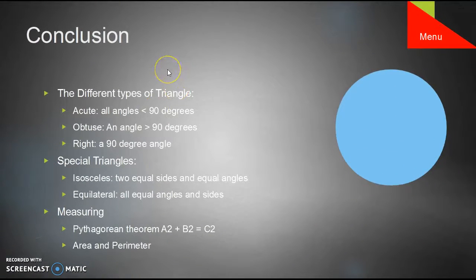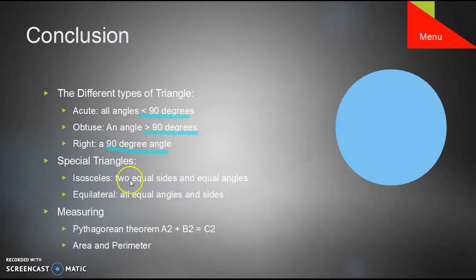So, in conclusion, there are different kinds of triangles, where the 3 main types are acute, obtuse, and right. And they're all based on their angles. So an acute has 3 angles, all of which are less than 90 degrees. An obtuse triangle has a single angle greater than 90 degrees. And a right triangle has a single angle that is 90 degrees.